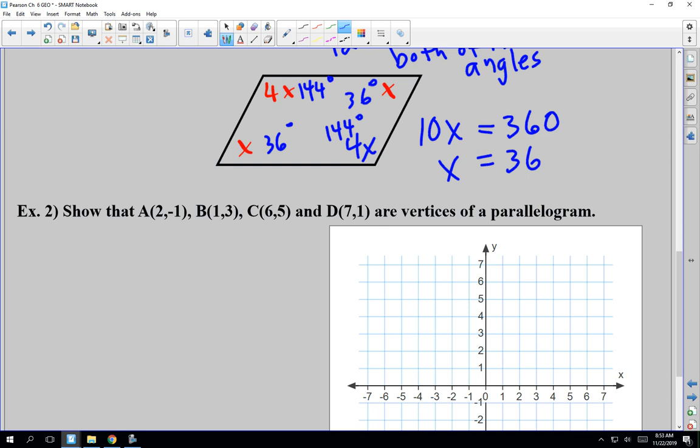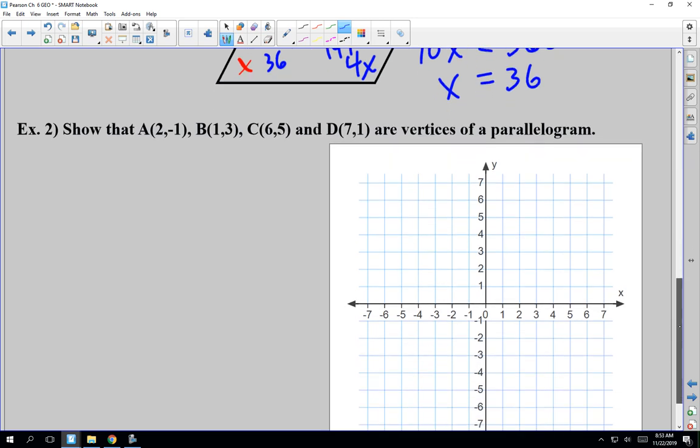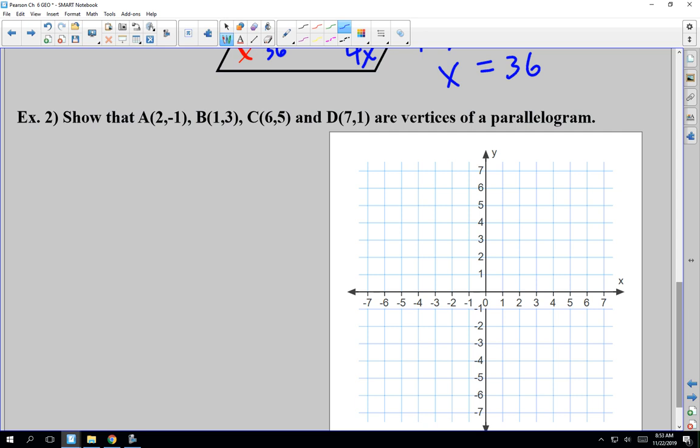Go right back to the definition. So let's go ahead and draw this four-sided figure and see if we can prove it. So we've got 2, -1 right here. That's A, and then we've got 1, 3 up here. So just plot these points with me. 6, 5, and then 7, 1. So it goes A, B, C, D, connect the dots. Kind of looks like a parallelogram.